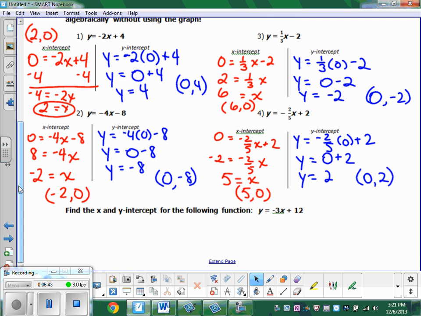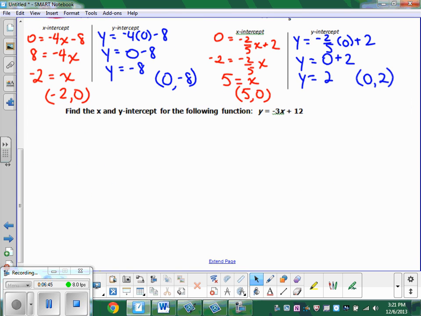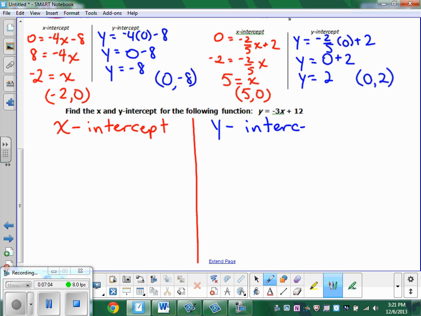Let's take a look at this last example. y equals negative 3x plus 12. Once again, we are going to find our x-intercept, and we are going to find our y-intercept. Pause the video and work this through now on your own.